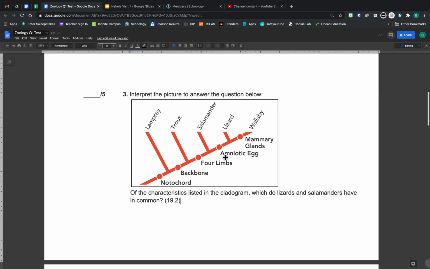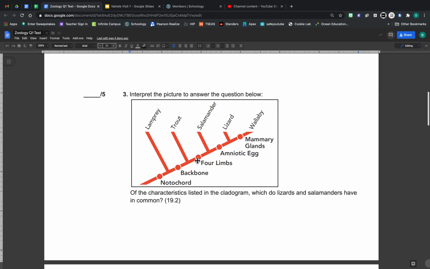So this amniotic egg is a derived characteristic of a lizard, just like mammary glands, which produce milk, right? Those are in wallabies, but not in lizards. Lizards don't produce milk. Okay, so the answer that I'm looking for here is that salamanders and lizards don't share this amniotic egg, but they do share having 4 limbs. They have a backbone and they have a notochord. Okay, so those are the 3 things I'm looking for. And if you put amniotic egg, I took off a point or 2. Or if you only put amniotic egg, then I marked it totally wrong. So yeah, that's what's going on here.